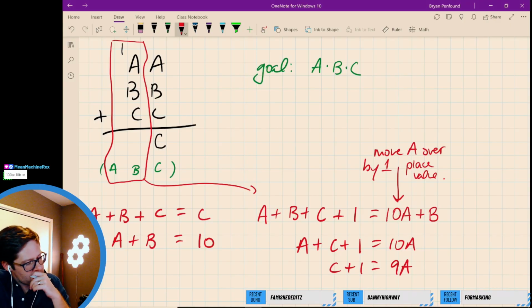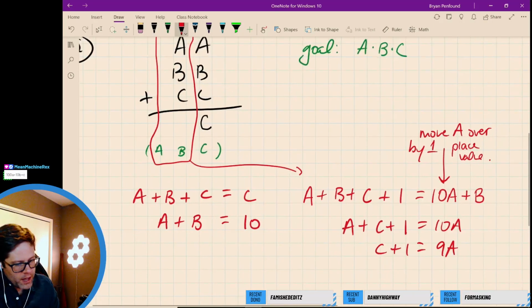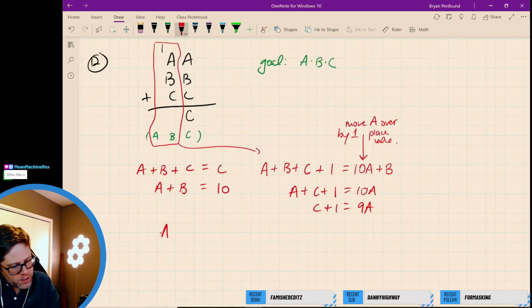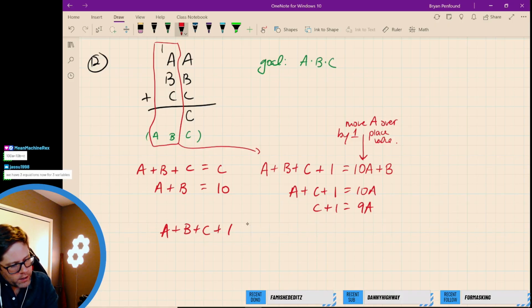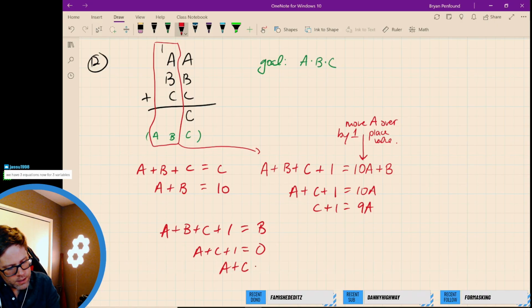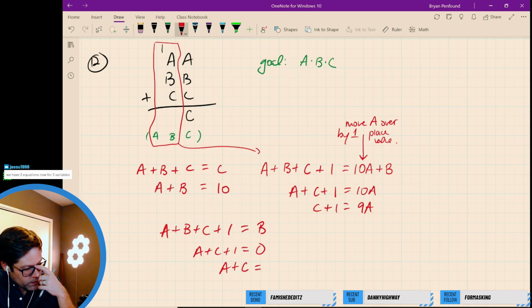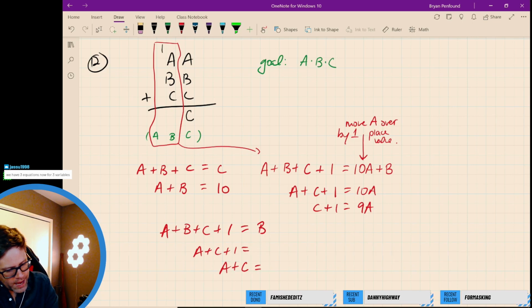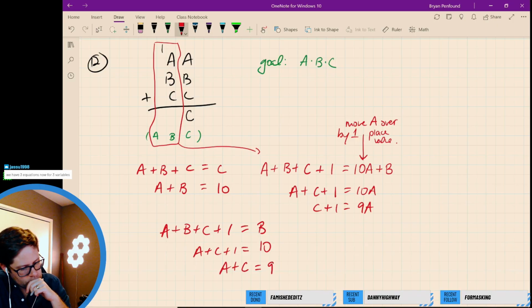Oh, I see. Maybe it's better if we try to do A, B, C, 1, and B. Because this is the carryover thing. What if we did the A, B, C, and 1? What if I forced A plus B plus C plus 1 to equal B? Then I'd have A plus C plus 1 is equal to 0. A plus C is equal to -1. That's not right. Oh, this isn't 0. This is 10. So A plus C should be 9.